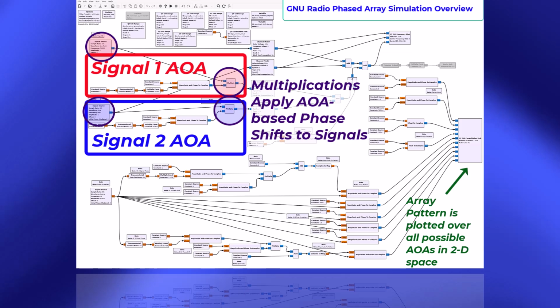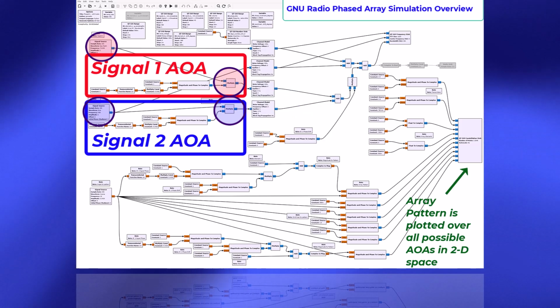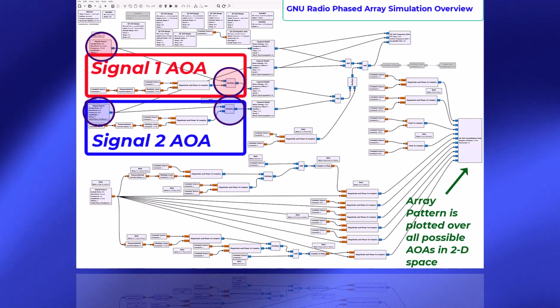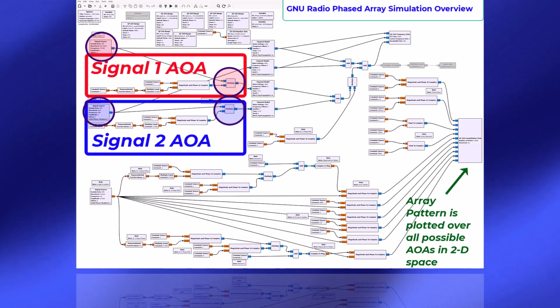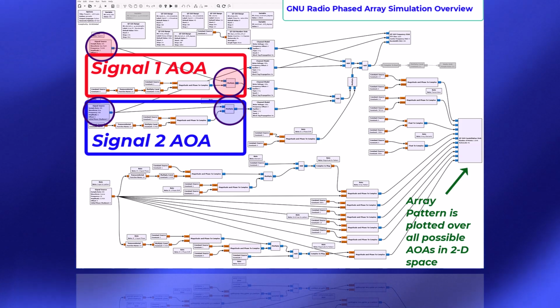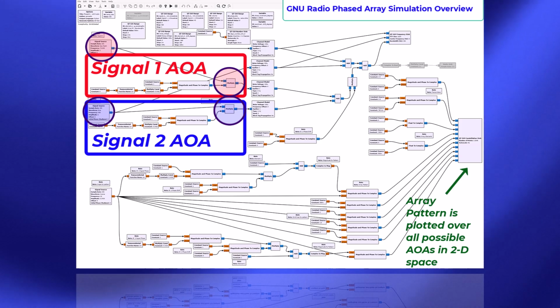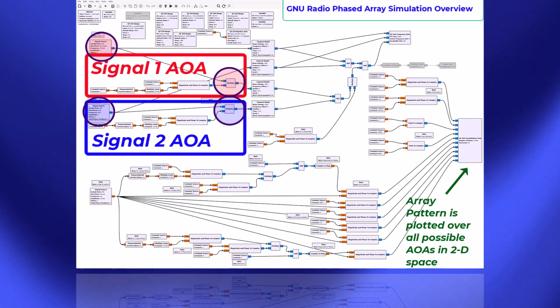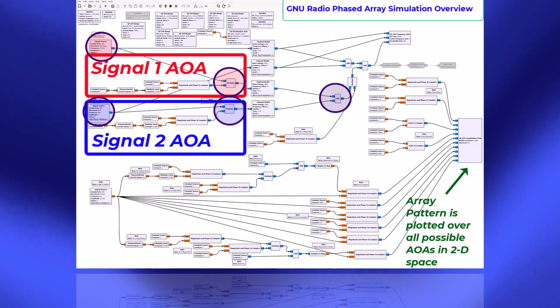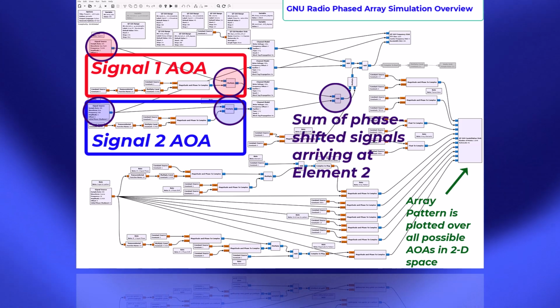So what we do is we have at the second element, this is not the reference element, the two signals incoming from the two different transmitters. They each have a phase shift due to their geometry, including the angle of arrival of the signal and the geometry of the array, or the spacing between the array elements. And we've applied that phase shift to represent the geometric effects. We then add those two signals together just as they're added at the second element where they're both received.